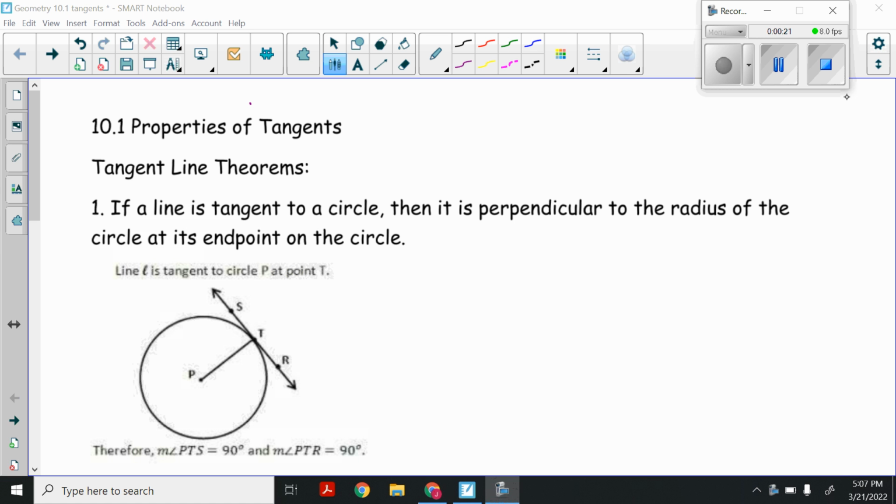So here in this picture, we have circle P, and then we have this tangent line on the outside. So line SR, and it says line L is tangent to circle P at point T. Therefore, the measure of angle PTS, so this angle right here, is 90 degrees, a right angle. And the measure of angle PTR is also 90 degrees. So we would have two right angles there.